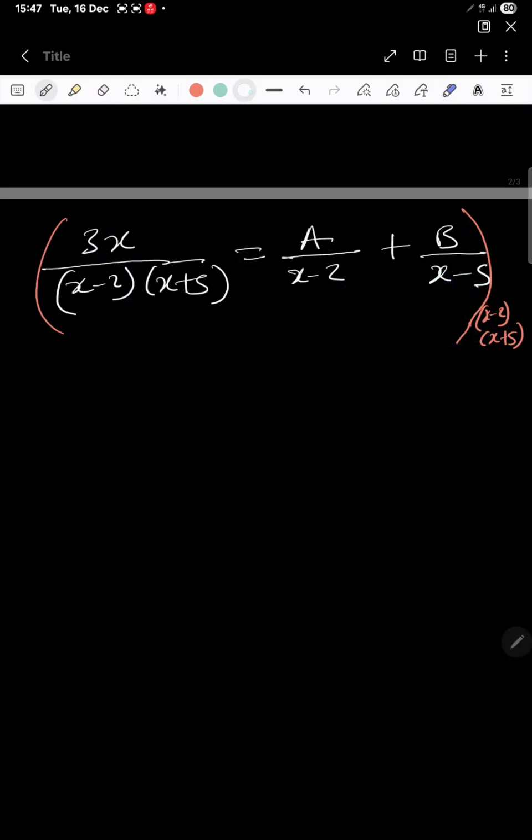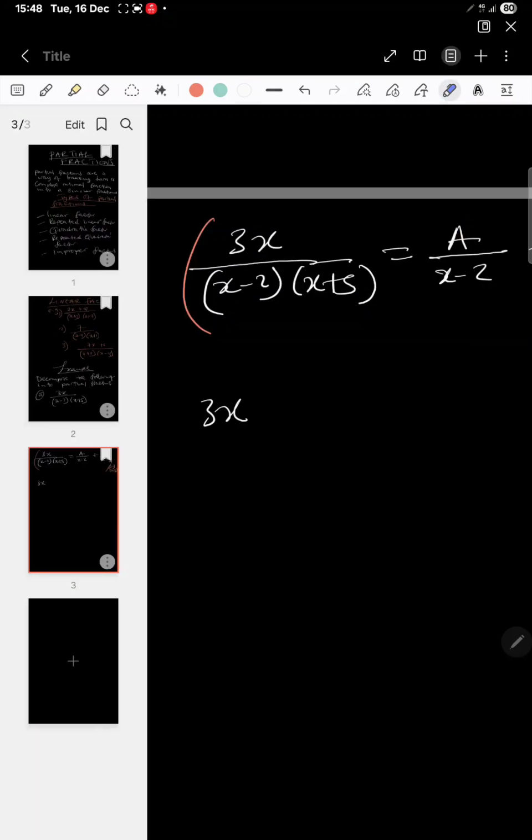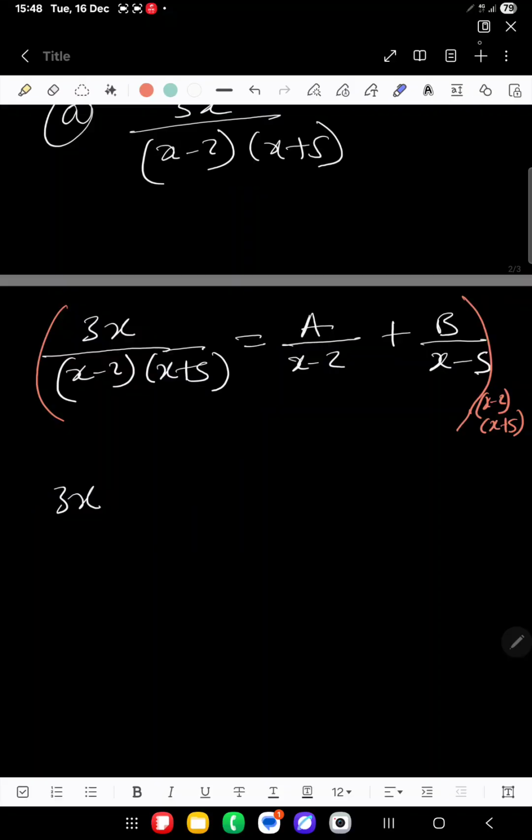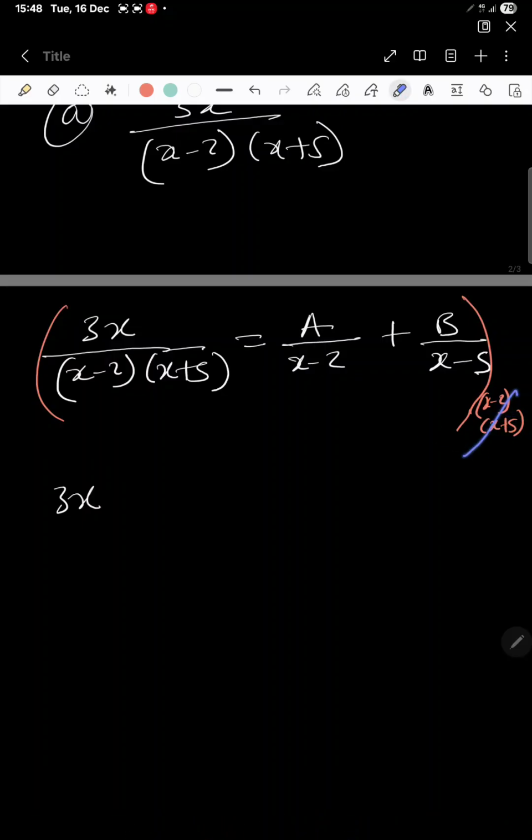By doing so, this times that, 3x will remain. Why is 3x remaining? Because these two cancel.